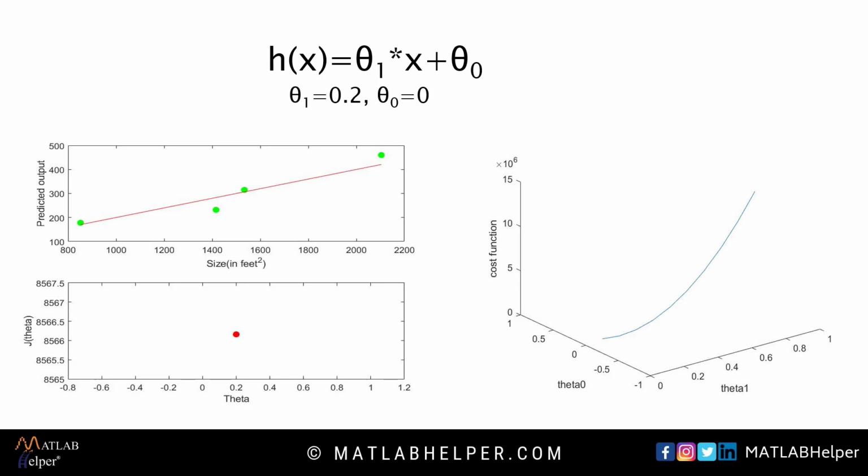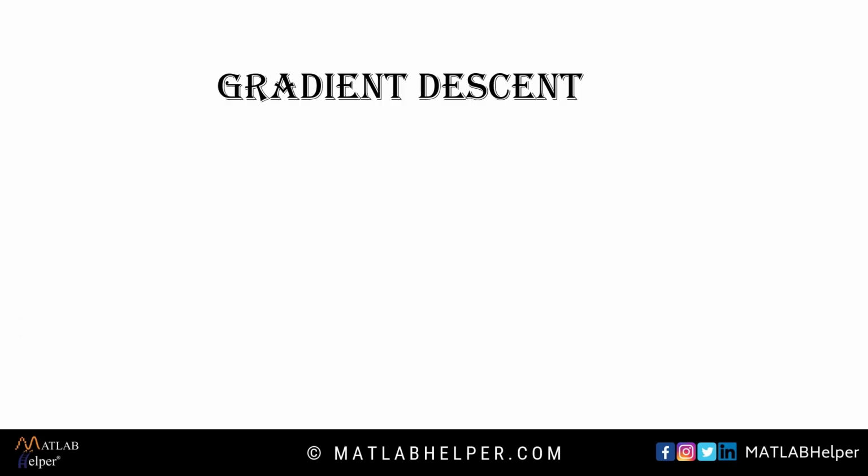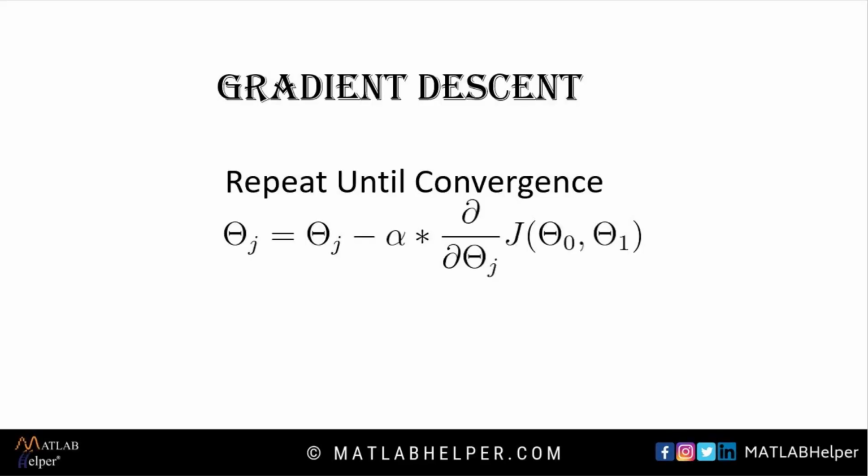Likewise, we have to try other values until we reach this minimum. But this method becomes very difficult for a large data set. To overcome this difficulty, we use gradient descent. It's an algorithm used to update parameters, and the formula is given by this. Here you need to take care of alpha and number of iterations.